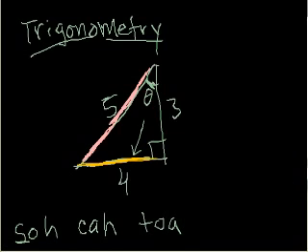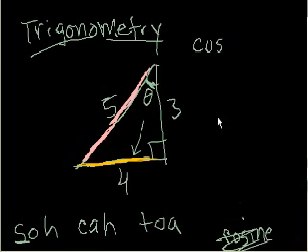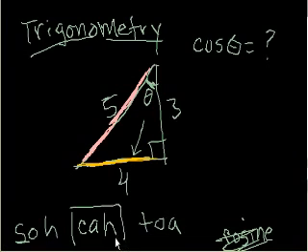Let's go back to, okay, so let's figure out what the cosine, and cos is short for cosine. I'll write it out, cosine, but I'm sure you've seen it before. So what is the cosine of theta? Well, we go back to our mnemonic, SOHCAHTOA. Well, cosine is the CAH, right? And that tells us that cosine of theta is equal to adjacent over hypotenuse.